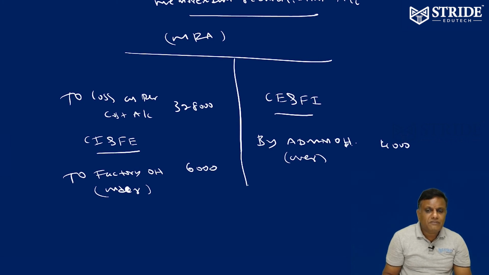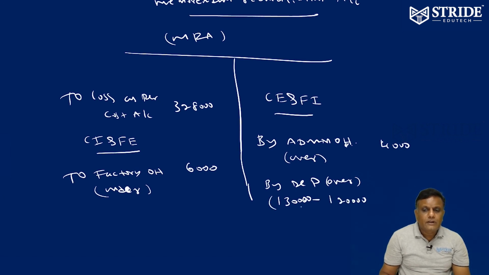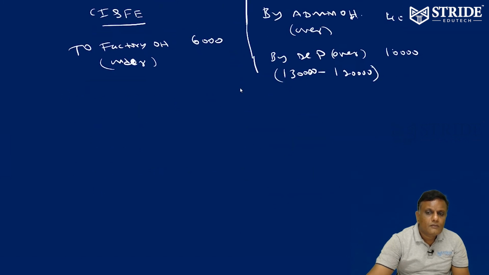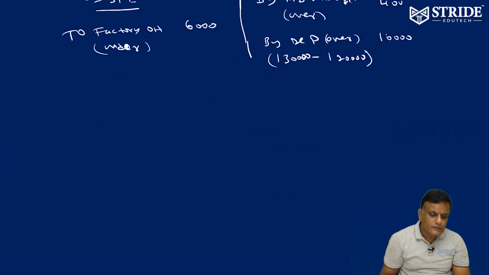Next, depreciation as per financial 1,20,000, depreciation as per cost 1,30,000. But depreciation in cost is higher by how much? Higher by 10,000. So depreciation over recovery: depreciation as per cost 1,30,000, depreciation as per financial 1,20,000. So depreciation by cost is higher than 1,20,000 by 10,000. So 10,000.